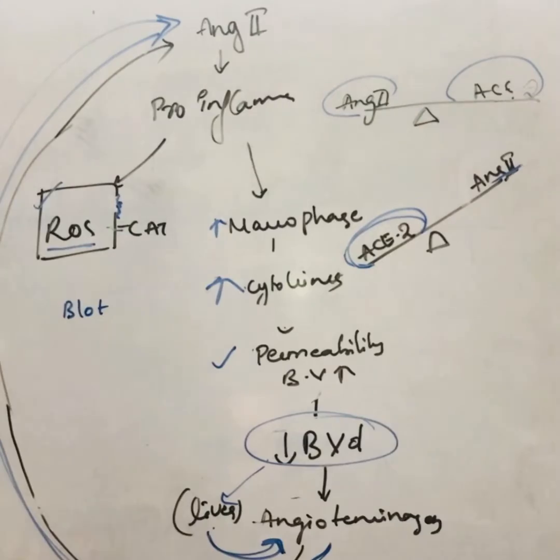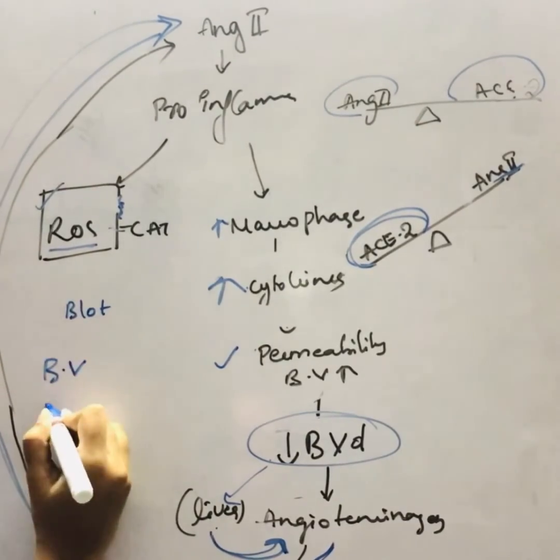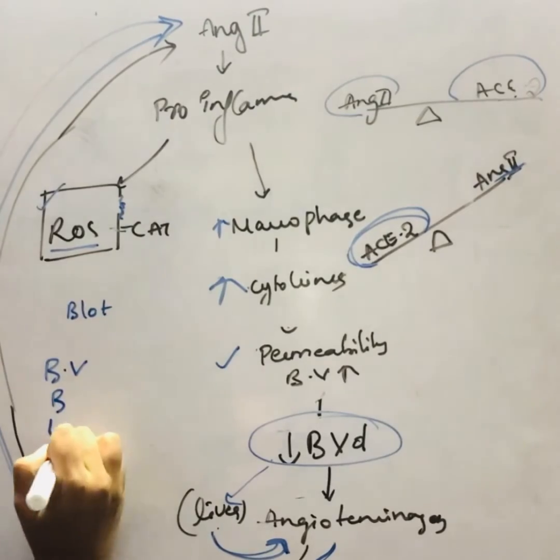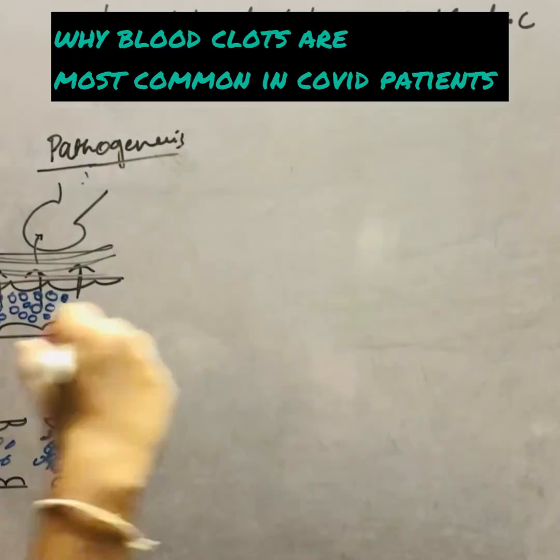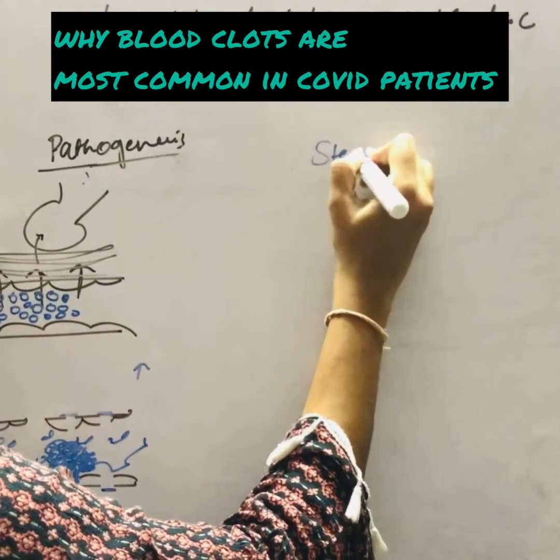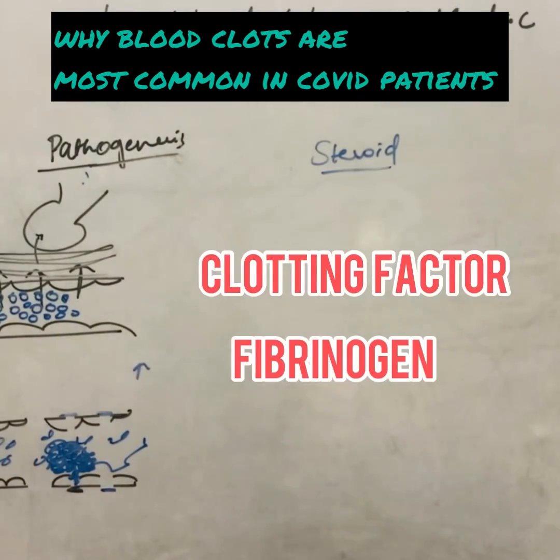We know that these cytokines are one of the most important reasons for the blood clots. We don't see these blood clots only in the lung, because these ACE2 receptors, that is angiotensin converting enzyme 2 receptors, are present all over the body. They are present in the blood vessels, in the brain, liver, lungs and all. So because of that reason, even in these areas we see blood clots.